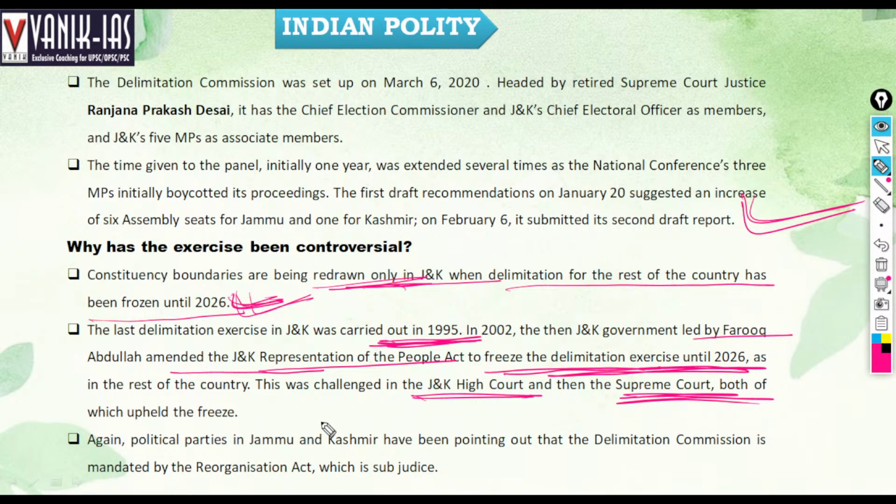Again, political parties of Jammu and Kashmir have been pointing out that the Delimitation Commission mandated by the Reorganization Act is sub judice. Sub judice means it is under the consideration of the judiciary, whether it is to be done or not. That is why the Delimitation Commission or the state should not take any step in this regard. Whenever a particular subject is sub judice, there should not be any step taken in that direction, right?